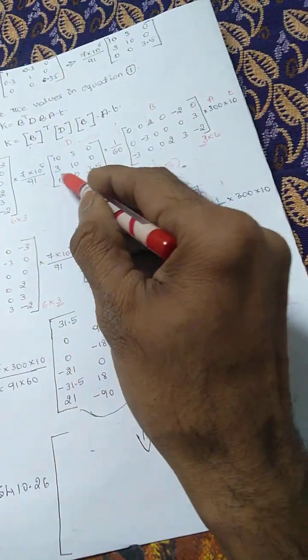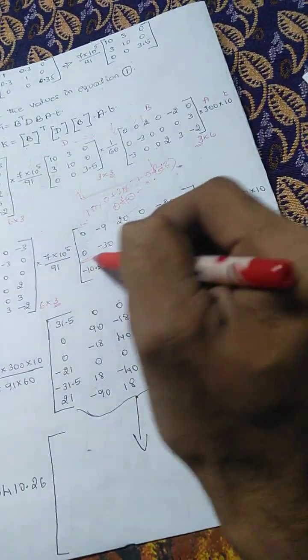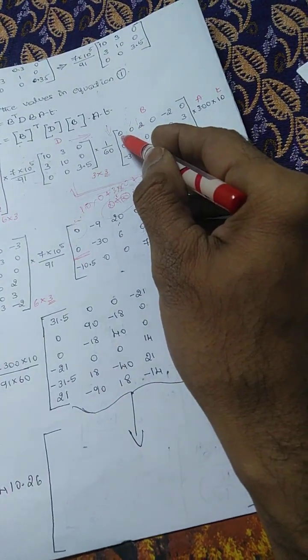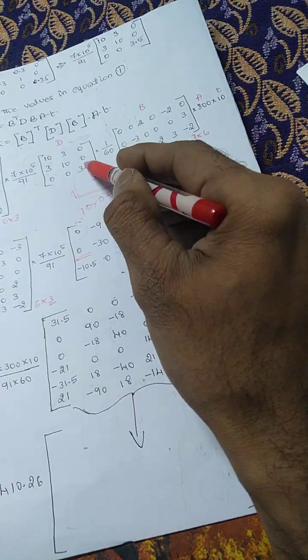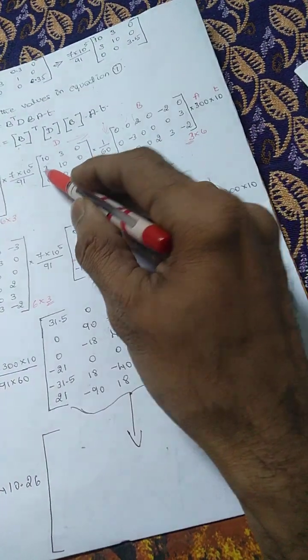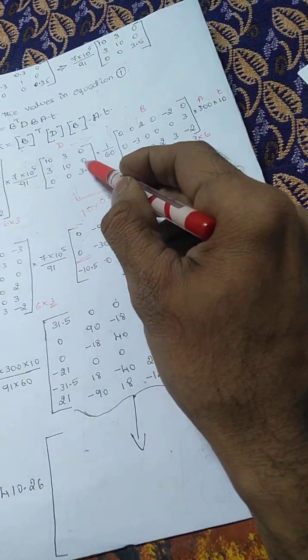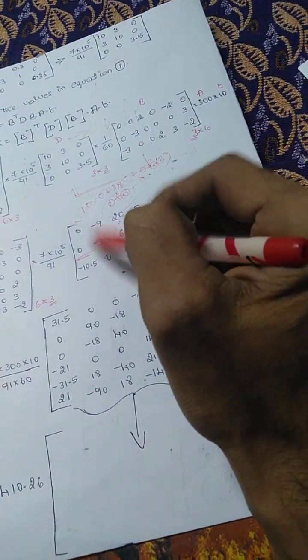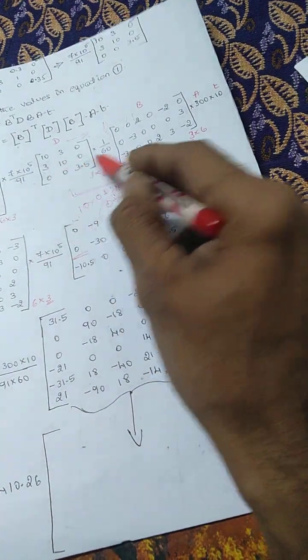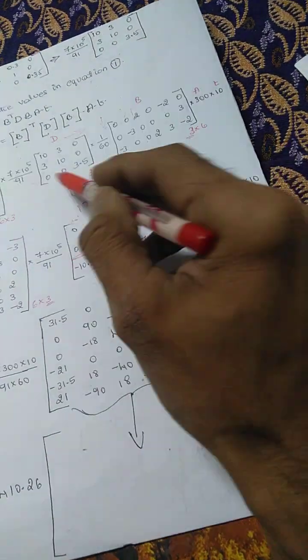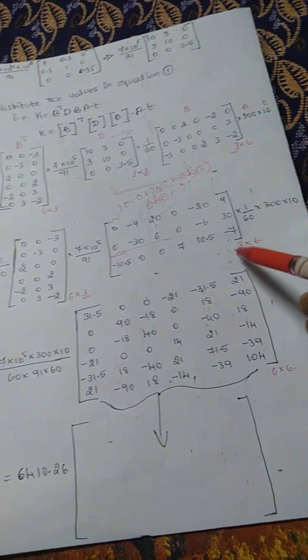Okay, and next for this second row, 3 into 0 is 0, 10 into 0 is 0, 0 into minus 3 is 0. So 0 plus 0 plus 0 is 0. Next, for this one similarly, this into this, and next the second one, for the second row. And for the third row similarly you have to carry out, you will get this table.